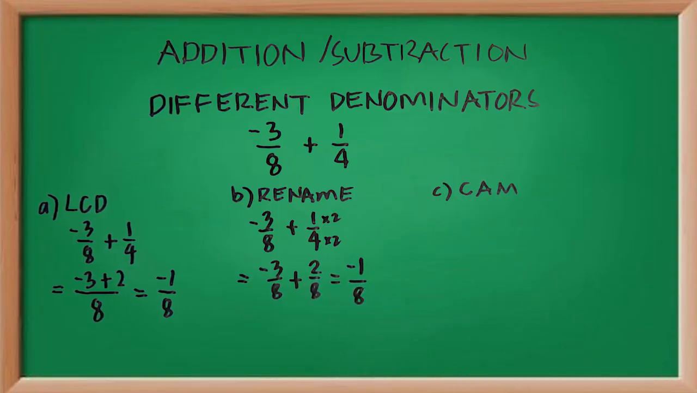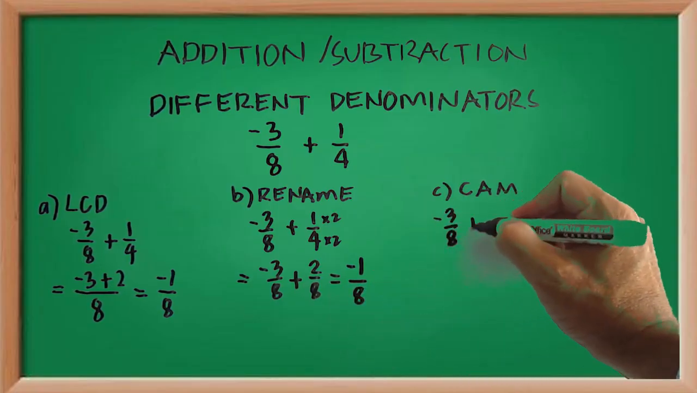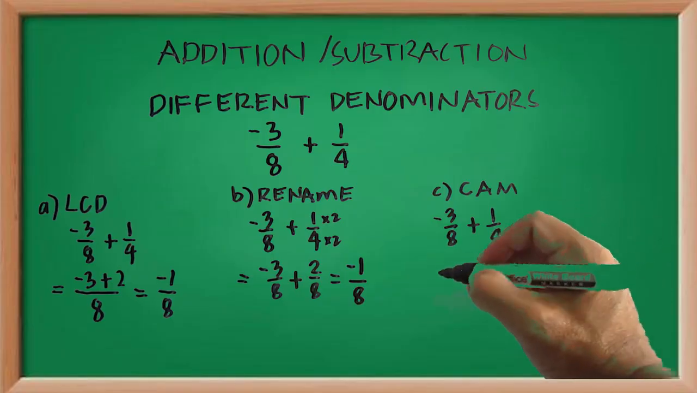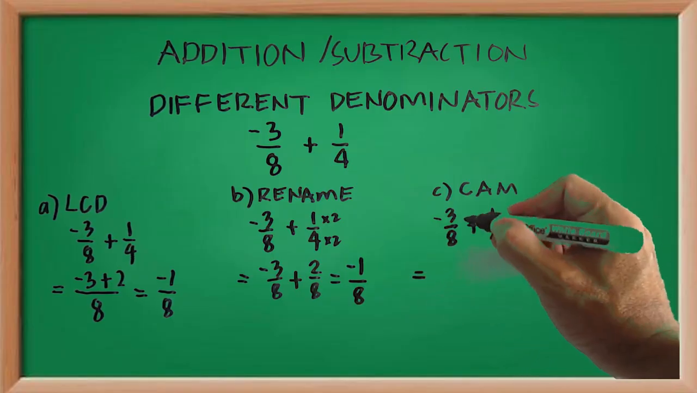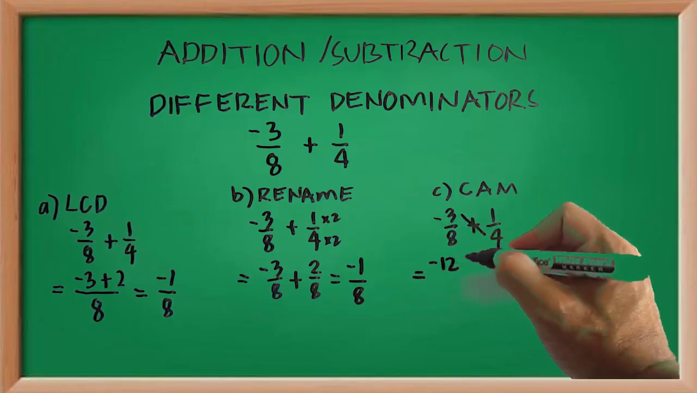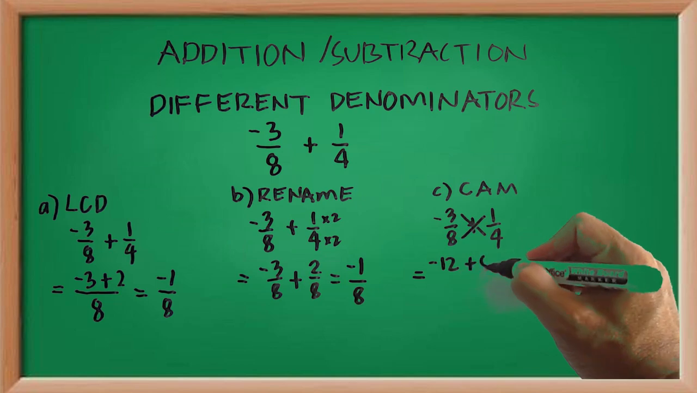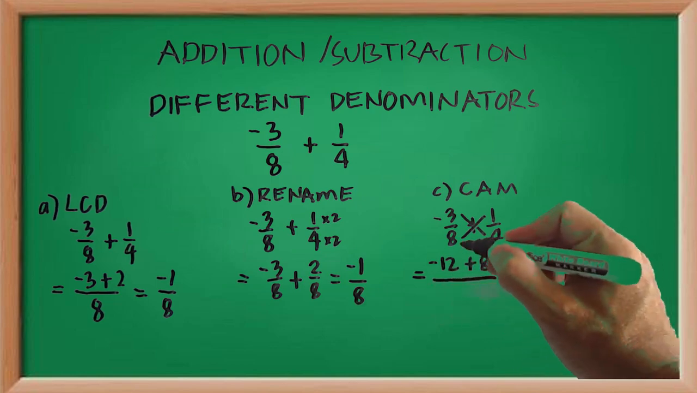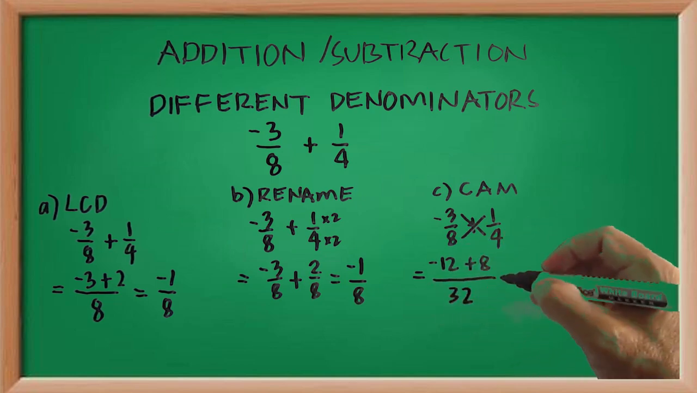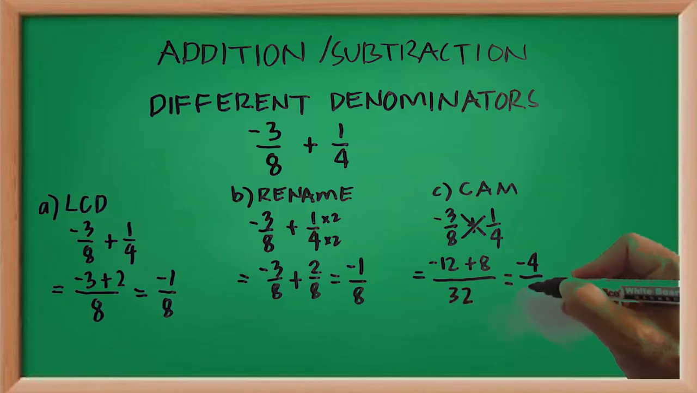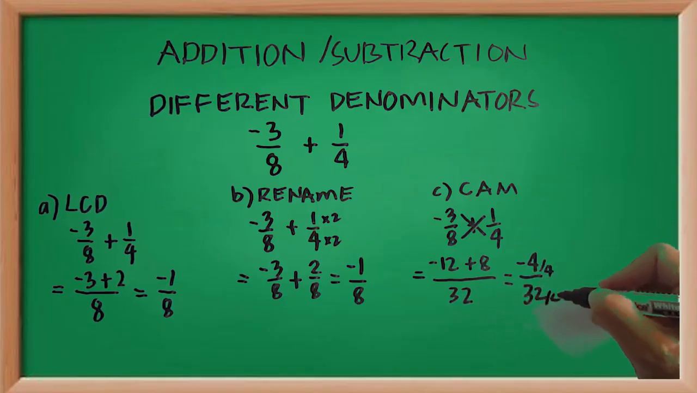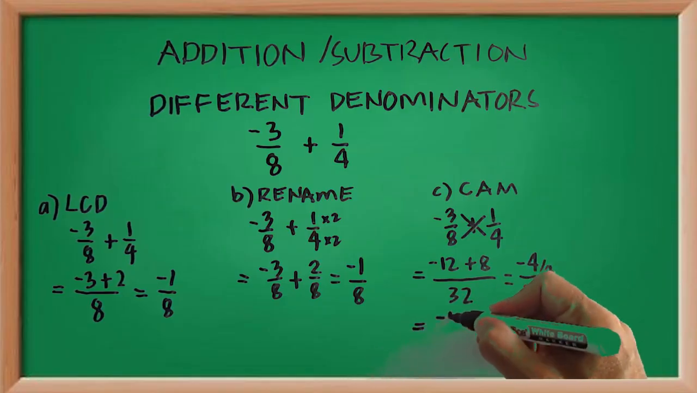Do you have difficulty in renaming? Use this method. Cross multiply. Negative 3 times 4 is negative 12. 8 times 1 is 8. All over 8 times 4 is 32. Negative 12 plus 8 is negative 4 over 32. 4 is common, divide the numerator and the denominator by 4. This is equal to negative 1 over 8.